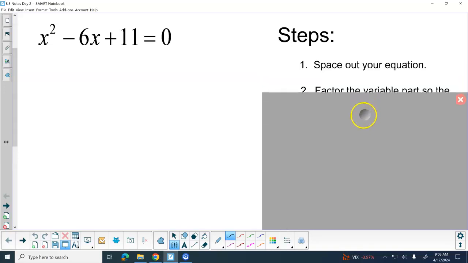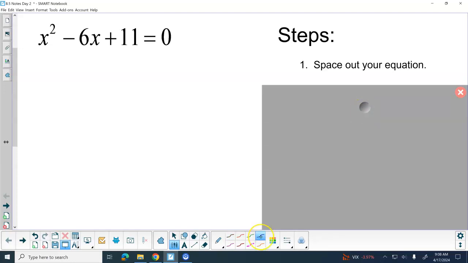So the first step is that you need to space out your equation and move the number term to the right. This is notes, so we'll get to graphing one. If you want to put this stuff on your supplemental note sheet, that's your call, not my call.